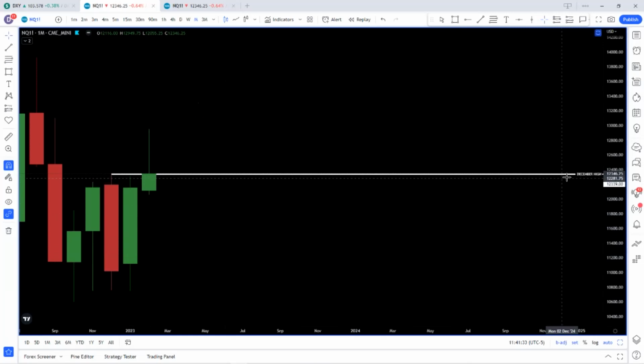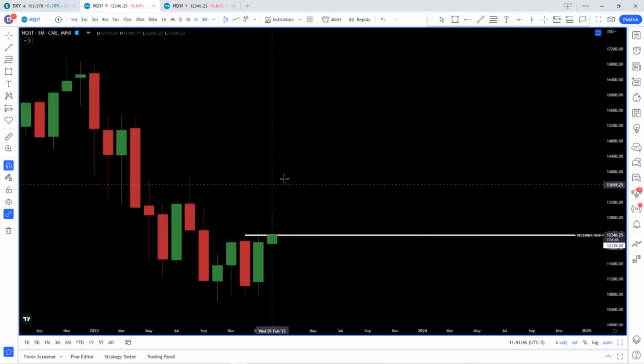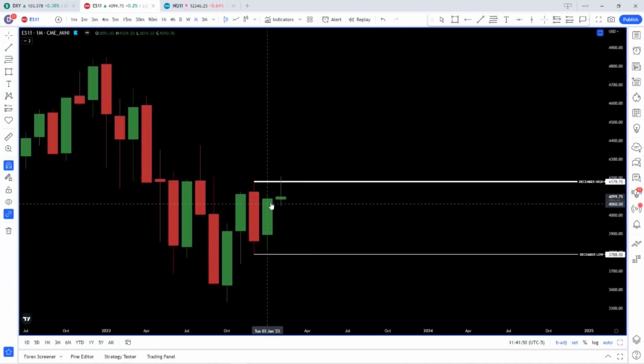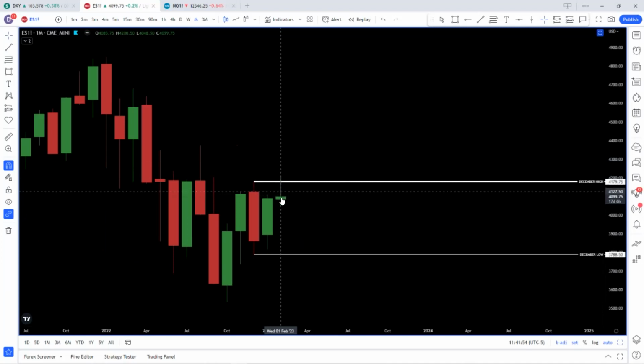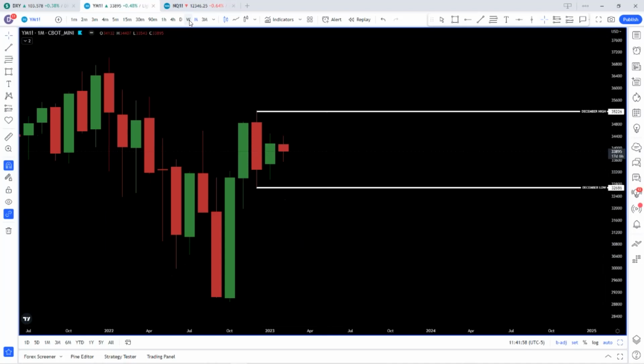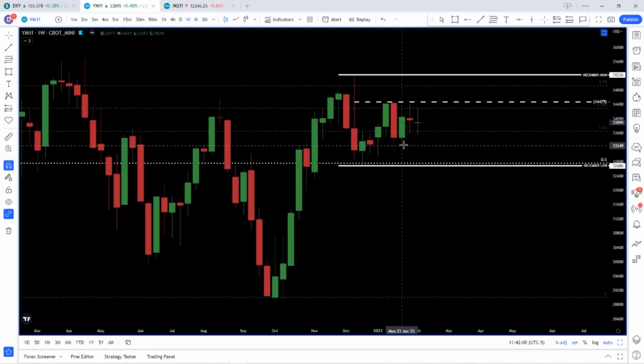December's high is officially on here at 12,339, and what they have pegged as the closing price is 12,346.25. So we're sitting just above it by about 7.25 points. The S&P also traded above December's high, but this is clearly back within that range on the monthly chart. Going back up to Dow, weekly chart.